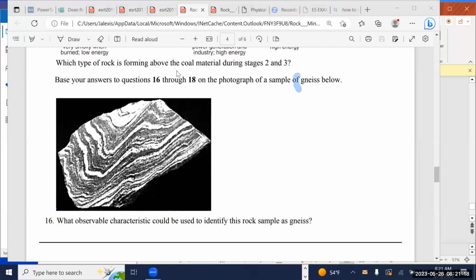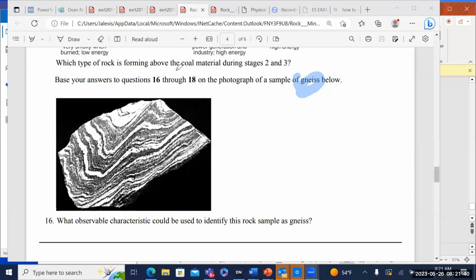We want to make sure that we are reading even the background information because it gives us a clue as to what the rock is. So 16 says, what observable characteristic could be used to identify this rock sample as gneiss? All right. So there are several different things that you could have done.